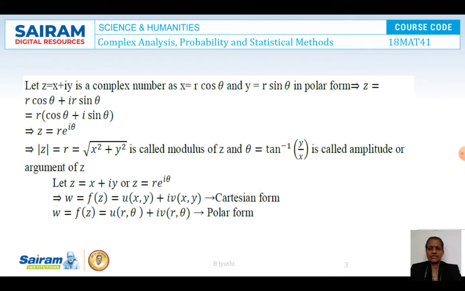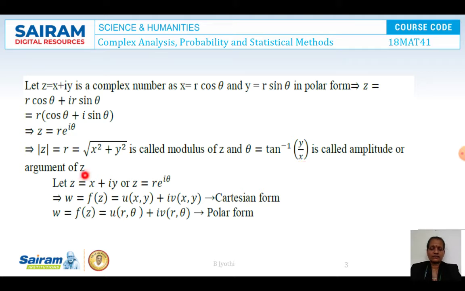So when z is x plus iy, a complex number, and x is r cos theta and y is r sin theta in the polar form, this implies z equals r cos theta plus i r sin theta, which on simplification by taking r outside, r times (cos theta plus i sin theta), is r e power i theta, whose modulus is given by root of x square plus y square, and amplitude, that is theta, is given by tan inverse of y by x, or argument.